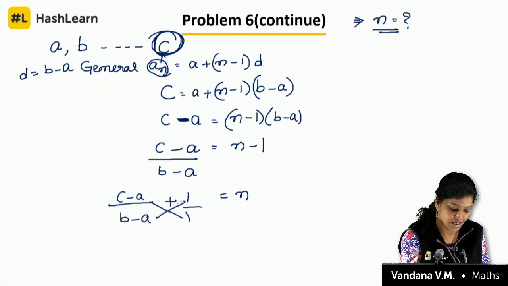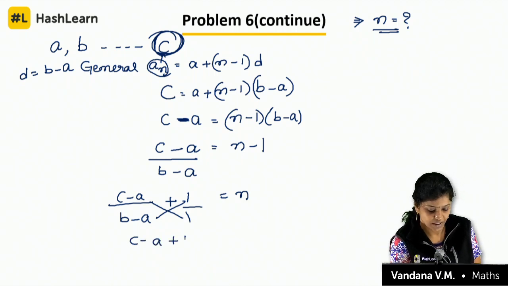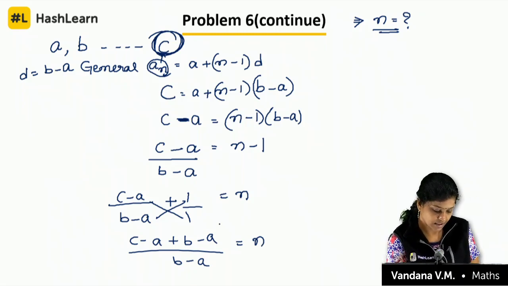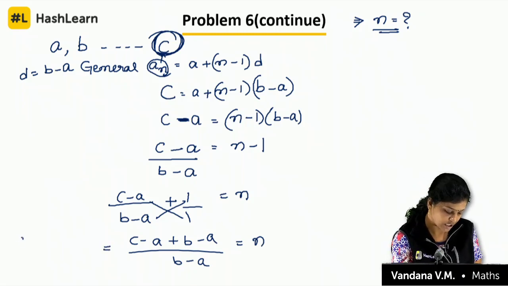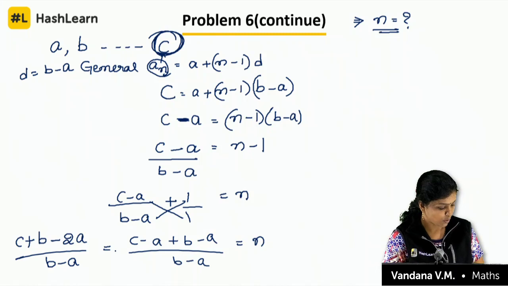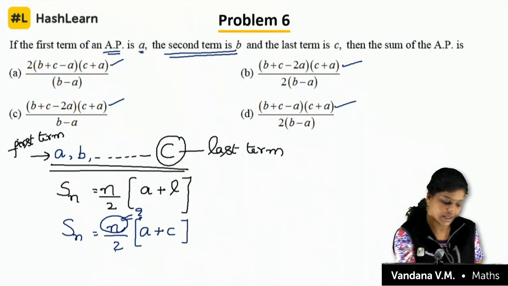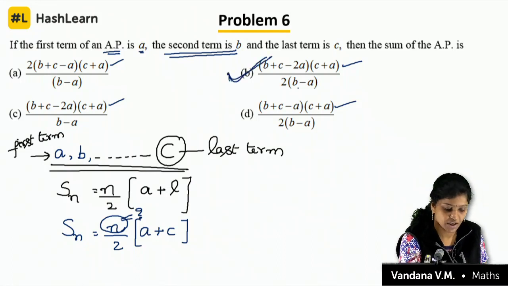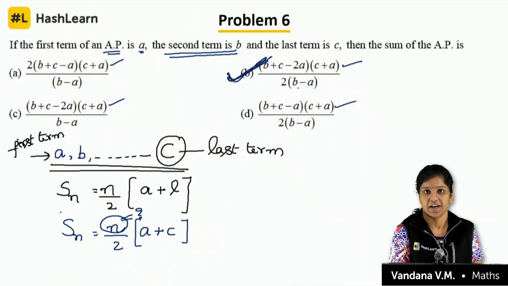So find the LCM. C minus A plus B minus A by B minus A is equal to n. Nothing will get cancelled, right? So your n value is C plus B minus 2A by B minus A. Which option is correct, you see? Minus 2A, yes, by B minus A. So option B is correct. Understood, right? Yes. Next one.